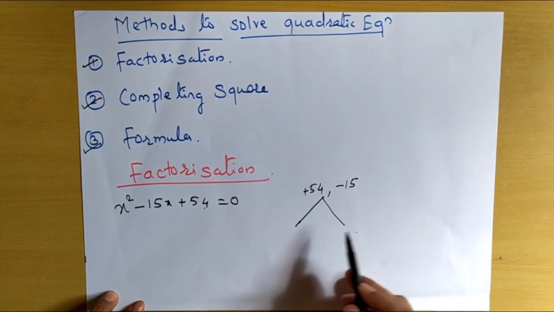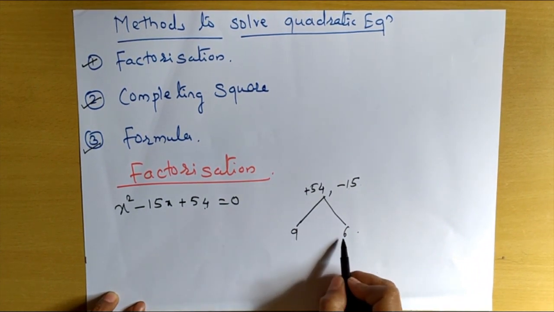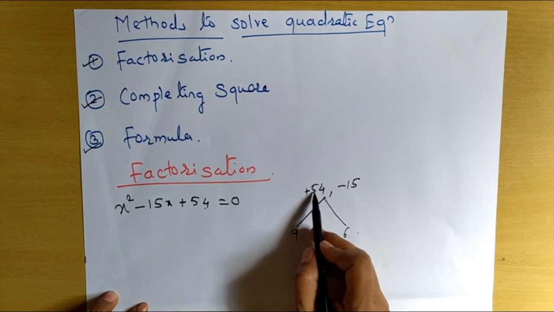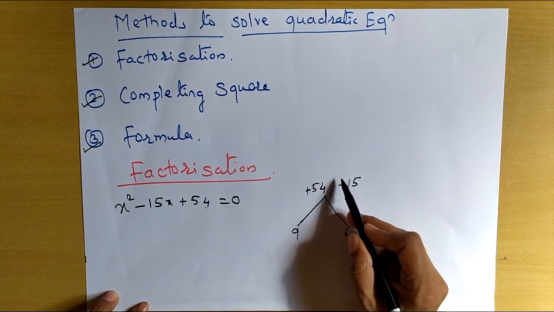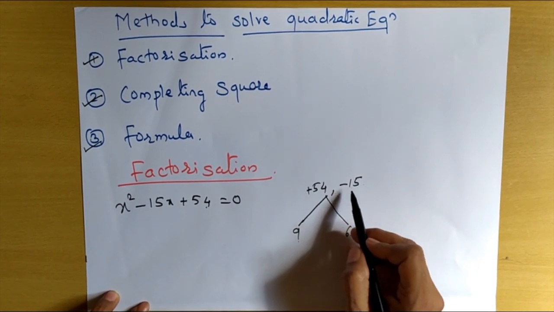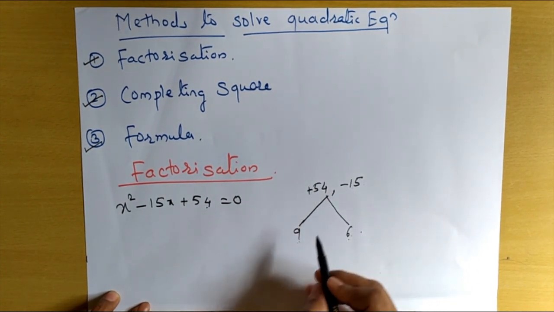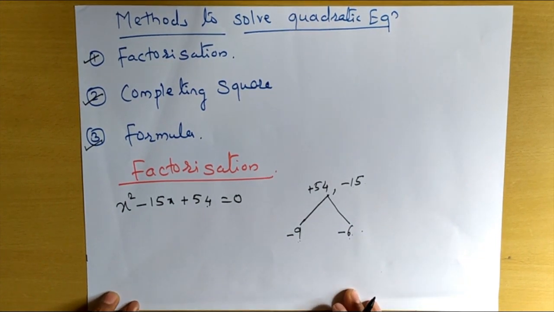Now, one of such pairs of numbers is 9 into 6. 9 into 6 is 54. Now here we are getting 9 into 6 as plus 54. But we want their sum to be minus 15. Now for that, 9 plus 6 is plus 15. But we want minus 15. So minus 9 minus 6. In this way you should select the signs.